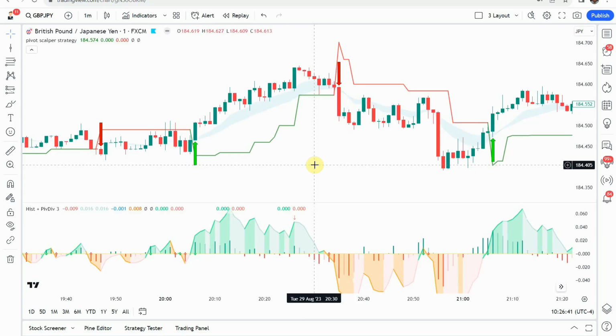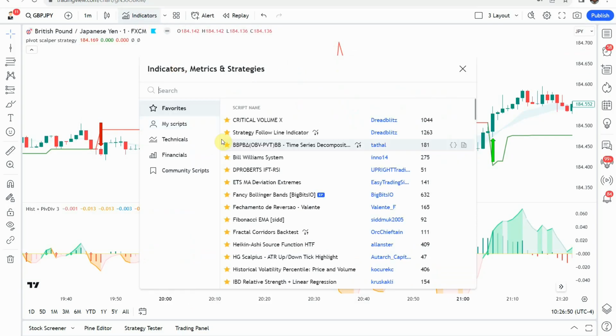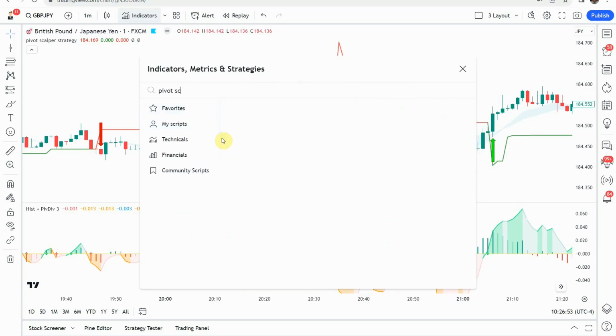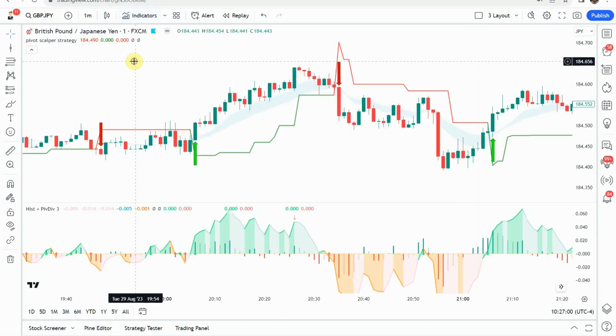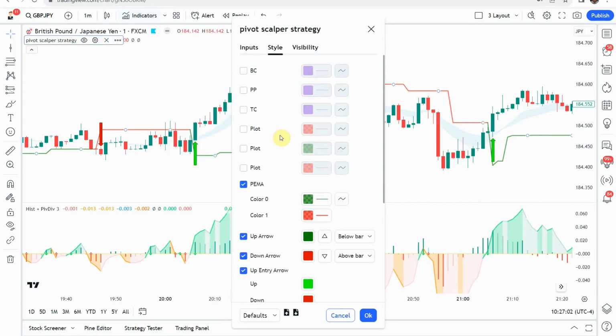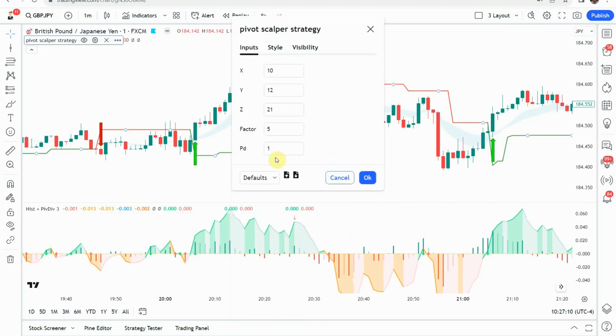And so let's go ahead and take a look at the indicators themselves. So the first indicator that we have on screen up here on price action is going to be the pivot scalper strategy. And so if you just type in pivot scalper, it's this one right here by FTU Trading. And so you'll add that to the screen and you will make some modifications to the visual settings on it. You'll turn off all these settings right here.